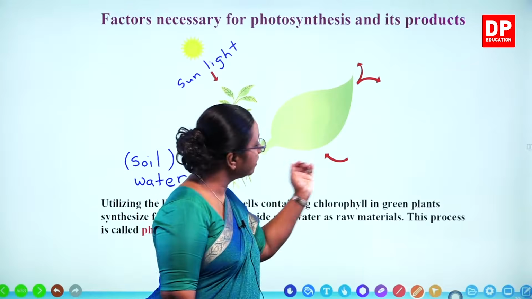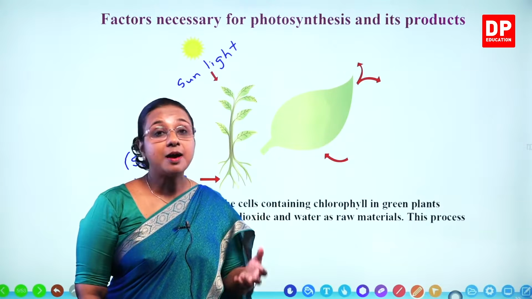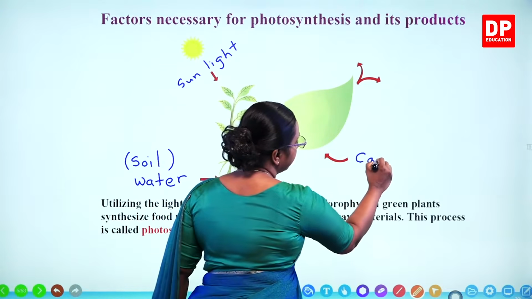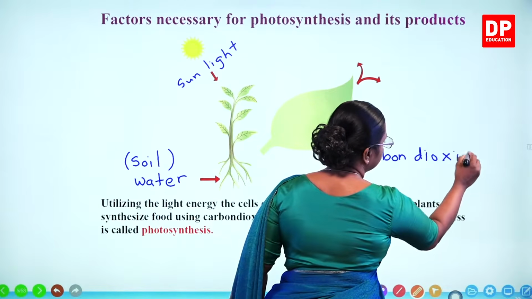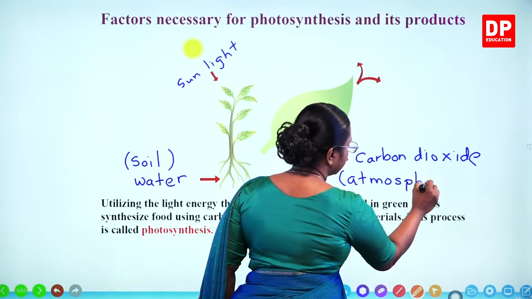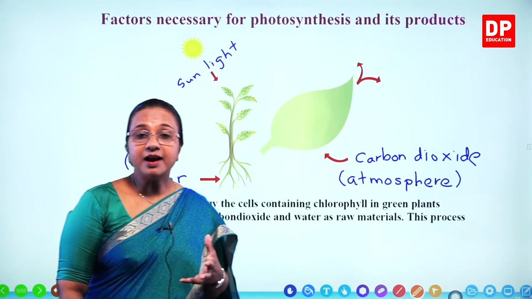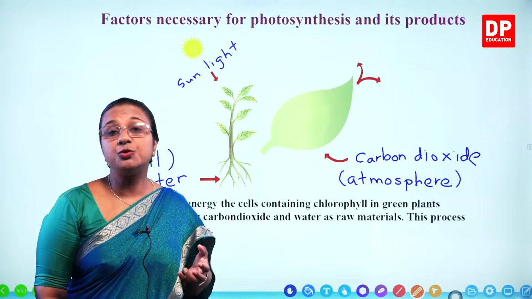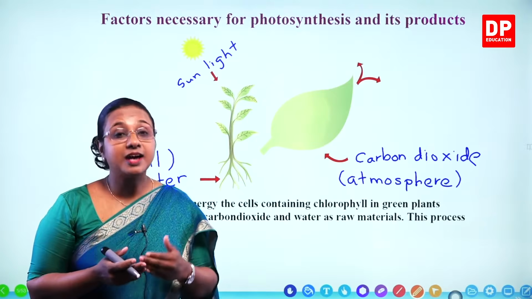Then there is another factor that is necessary, that is in the gaseous state. Carbon dioxide that is present in the atmosphere. So here carbon dioxide is obtained from the atmosphere. Now to obtain this carbon dioxide, there are openings on the surface of the leaf called the stomata. You all are familiar with that structure. The stomata are usually covered with guard cells.